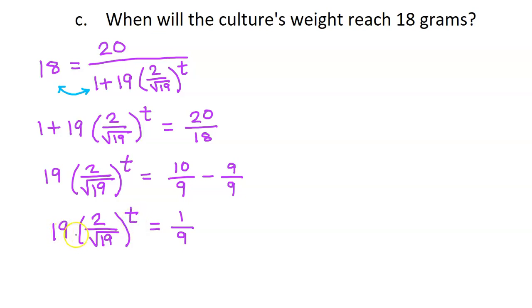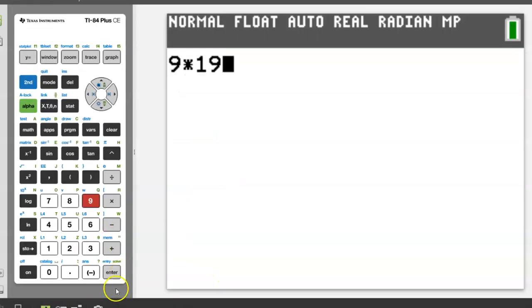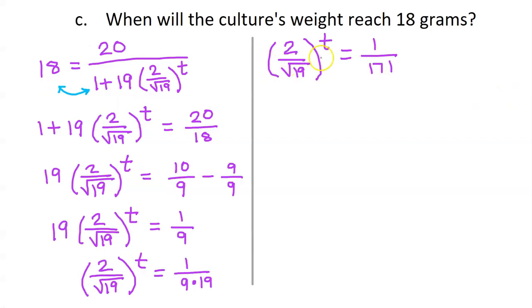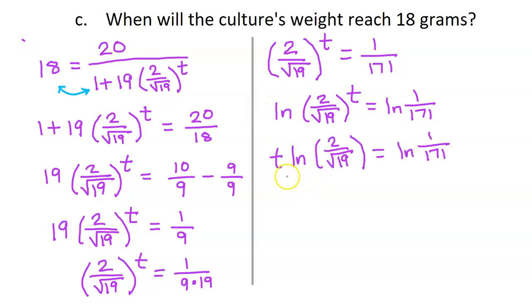The next step is to divide both sides of the equation by 19. You can divide a fraction by 19 by multiplying the denominator by 19. That's 171. To eventually get t out of the exponent, we need to take the natural log of both sides of this equation. Now, using the properties of logarithms, we can take the t and move it out to the front. Finally, to get t by itself, we divide both sides by natural log 2 over radical 19.